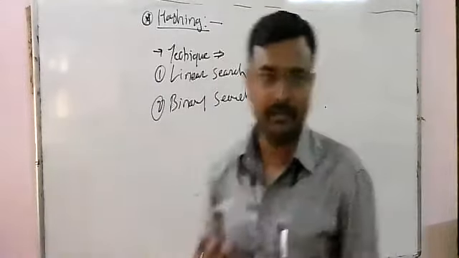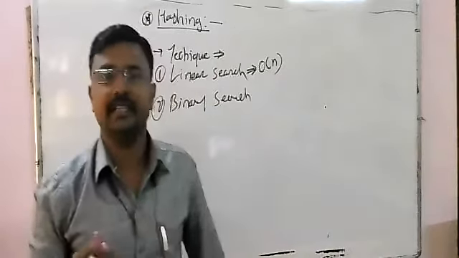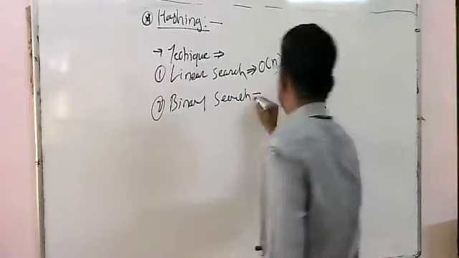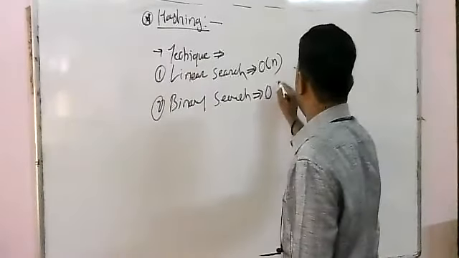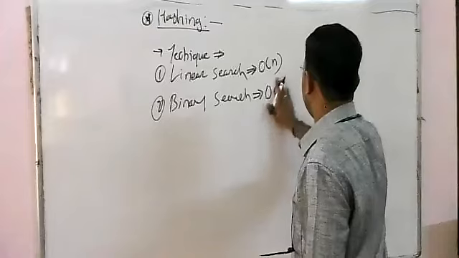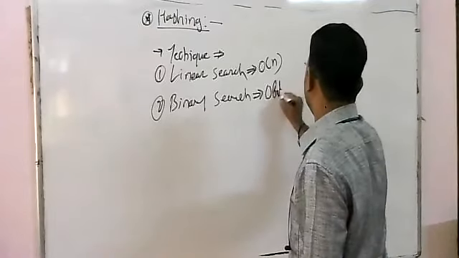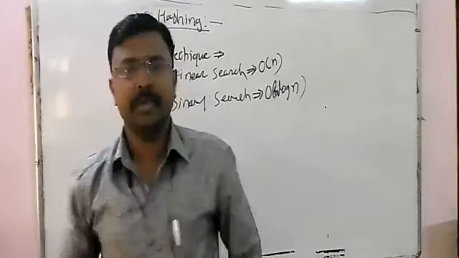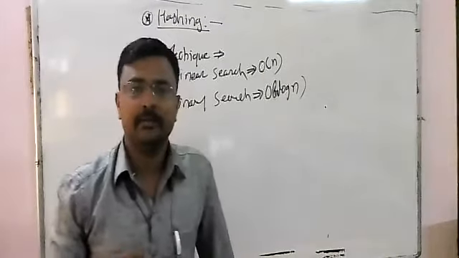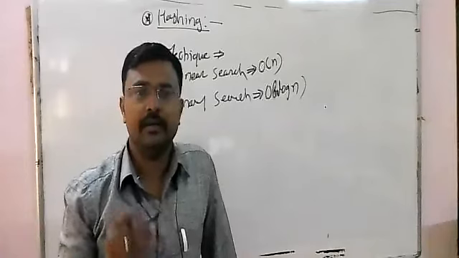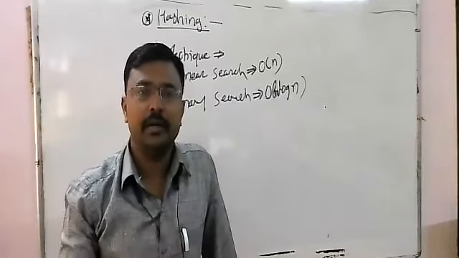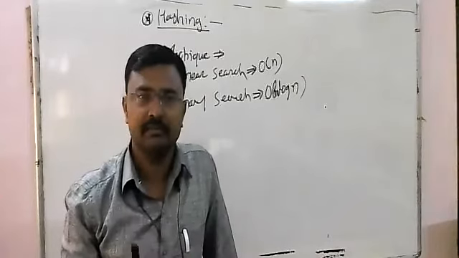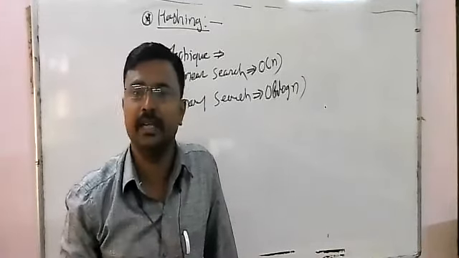O of n, and your binary search has a worst complexity of O of n log n. Whenever we find an element by using a linear search or a binary search, they both have these complexities. That is the worst case complexity.